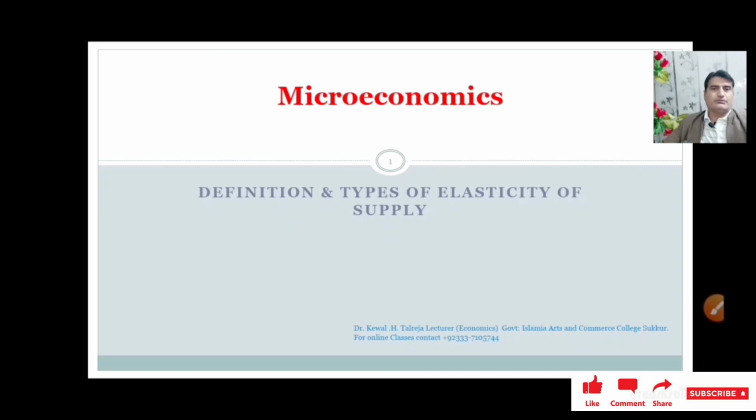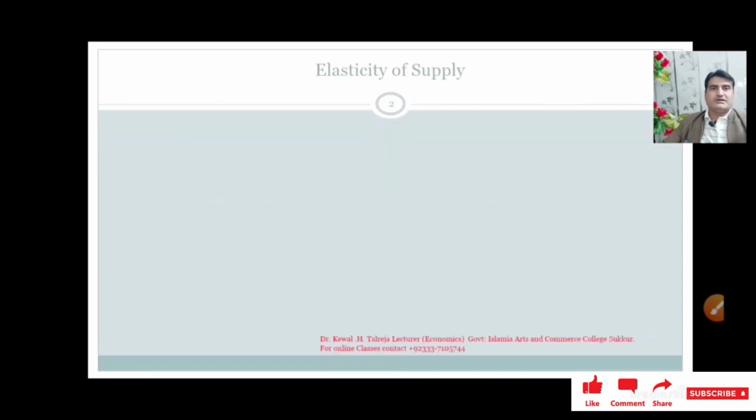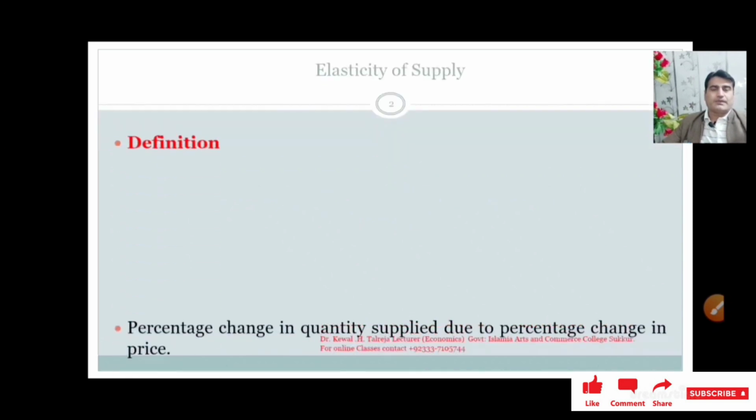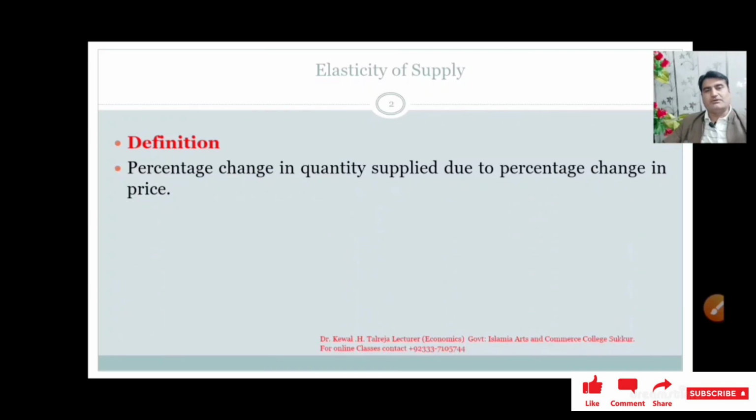Today we are talking about the definition and types of elasticity of supply. Before discussing the types of elasticity of supply, it is necessary to learn about the elasticity of supply. So what does elasticity of supply mean? It is the percentage change in quantity supplied due to a percentage change in price. It means how much change in quantity supplied is caused by a 1% change in price.